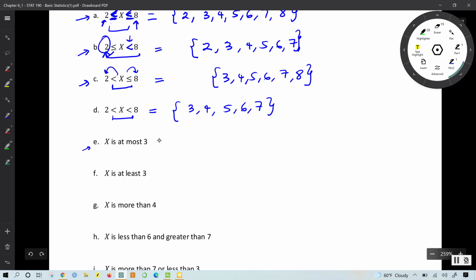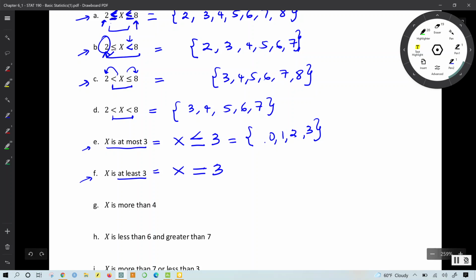And the next one says x is at most 3. At most 3 means it can be equal to 3. That is the most it can be. It can only be lesser. So this would mean you can go from 3, 2, 1, 0. That's it in this case. And the next one says x is at least 3. At least 3 means it can be equal to 3 as the very bottom of the list, but it can also be greater. So it becomes 3, 4, 5, 6, 7, and so on.